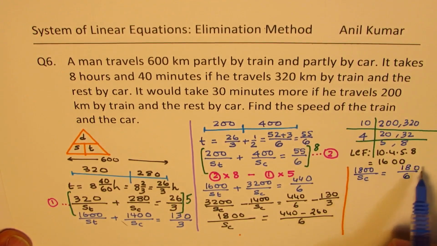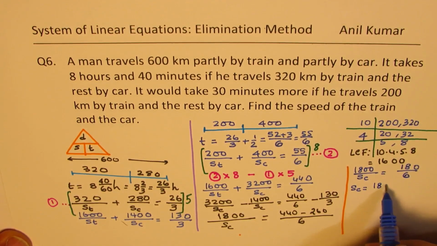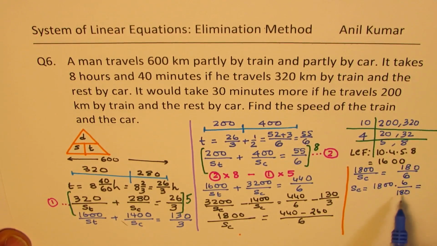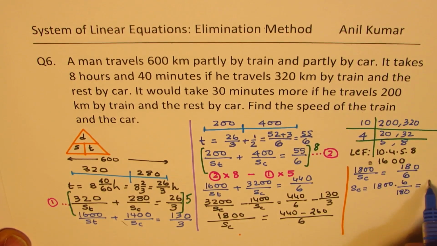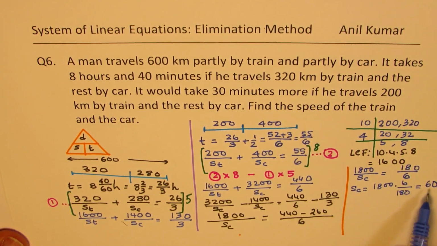Right? Now you can cross multiply. Speed of car is equal to 1800 times 6 over 180. Correct? Which is clearly 10 times 6, 60. So the values are taken for easy calculations. Calculator may not be allowed for this question sometimes. So we get a speed of car as 60, right?